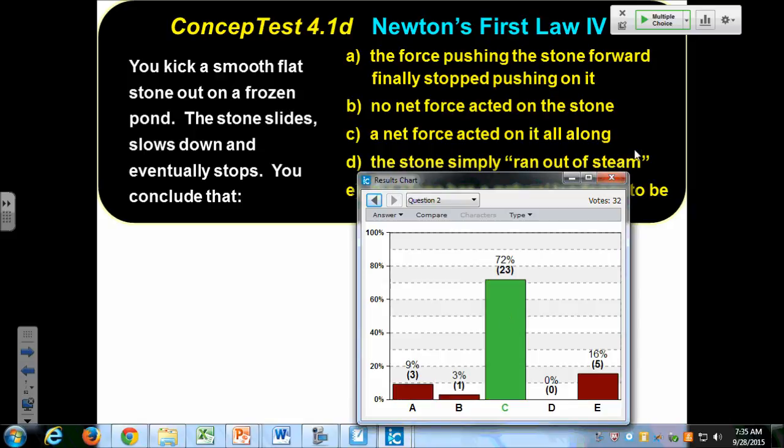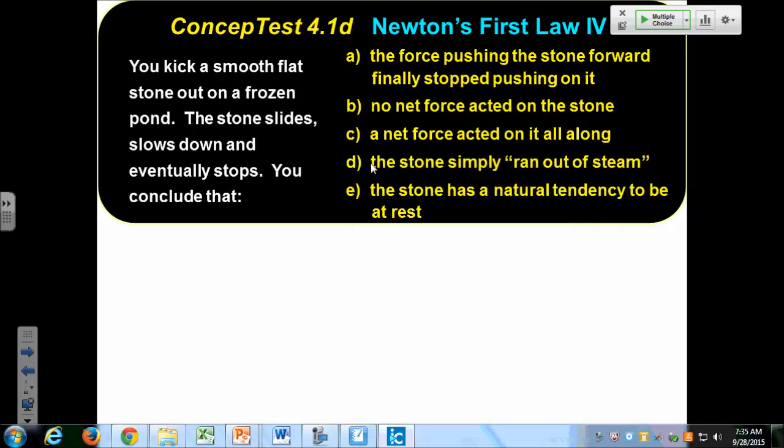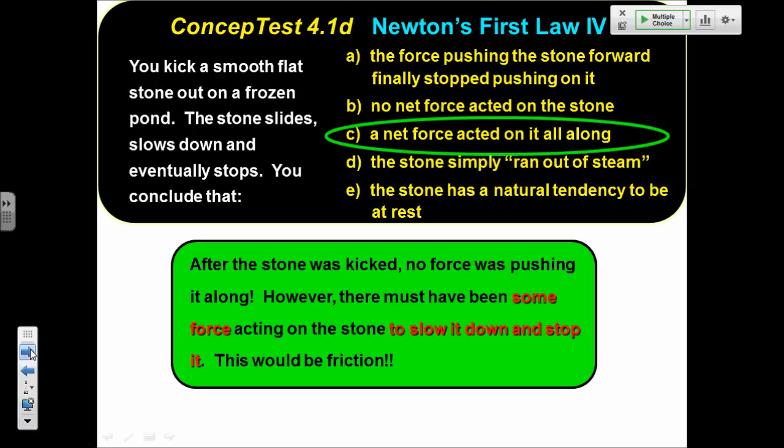All right, C is right. So it's similar to the book. If it's changing its motion, which this stone is, it's accelerating, that means there is a net force acting upon it.